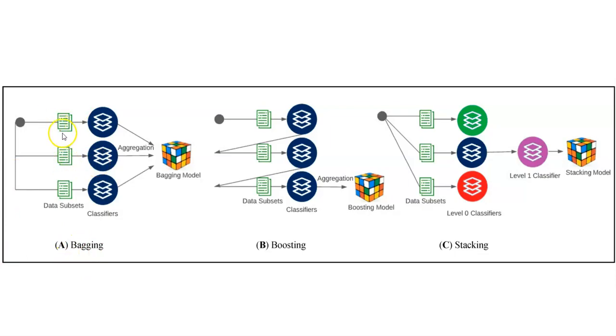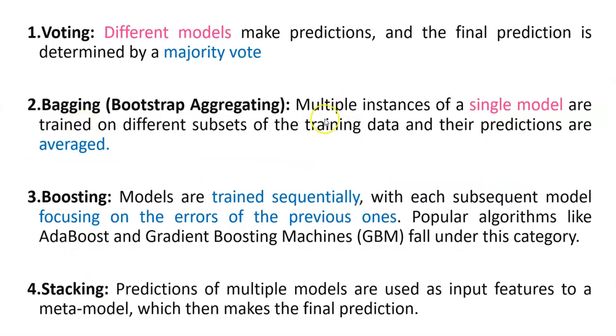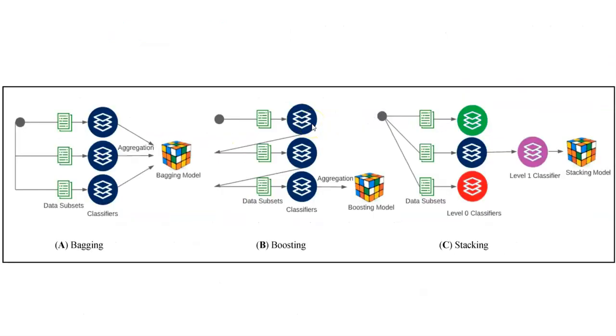Here bagging means, as I said already, a single model is trained on different subsets of data. Here the same model, if it is a decision tree or if it is a support vector machine, the same model will be trained but on different subsets of data, and all these results are combined to produce a single result. If it is a classification, we'll focus on majority voting. If it is regression, we'll perform averaging. So this step is called bootstrapping, and the combination of the results is known as aggregation.